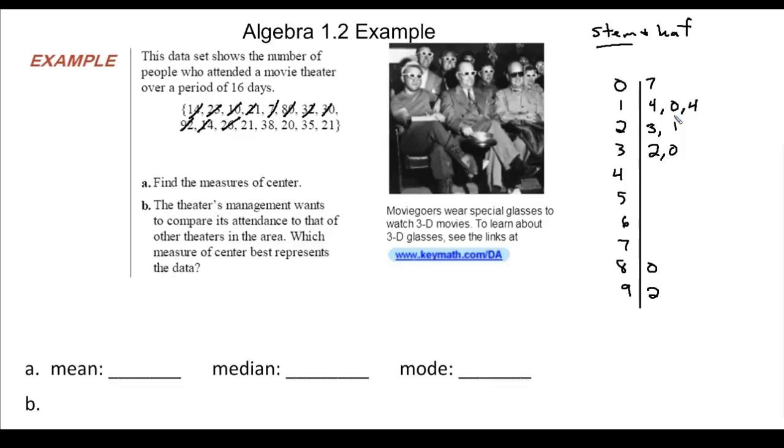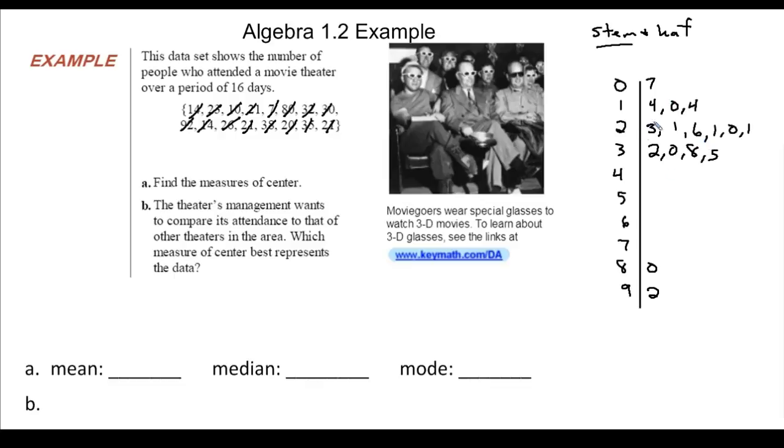So the next one is 26, and we had 21, so we're going to go there, 26. I've got another 21, so I'm going to put a 1 here. I've got a 38, so I'm going to put the 8 over here. I've got a 20, so I'm going to put a 0 here. I've got a 35, so that's going to go here. And our last one is 21. So just looking at this quickly, it looks like the most numbers are in the 20s, then the 30s, then the teens, then 0, 80s, and 90s.